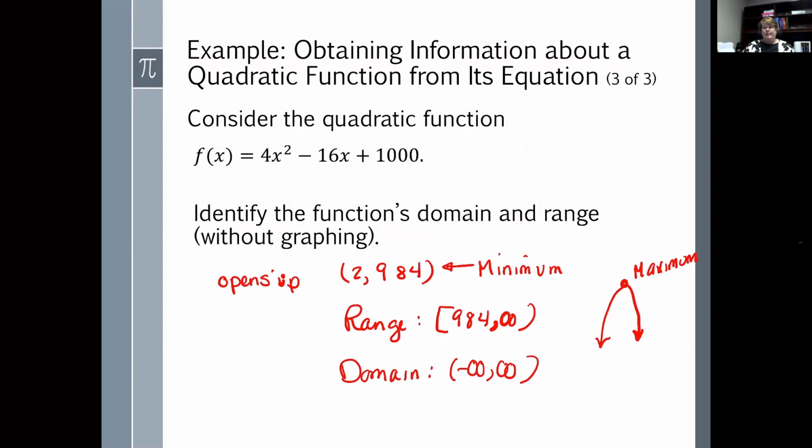So if the parabola opens up, the range starts at the vertex and goes to infinity. If the parabola opens down, the range starts at negative infinity and ends at that vertex. You always use a bracket next to the number, the y value of the vertex, because that point is on the graph of the parabola. So if your parabola opens up, your range is going to be from whatever that y value of the vertex is to infinity. If it opens down, it's going to be from negative infinity to whatever that y value of the vertex is.